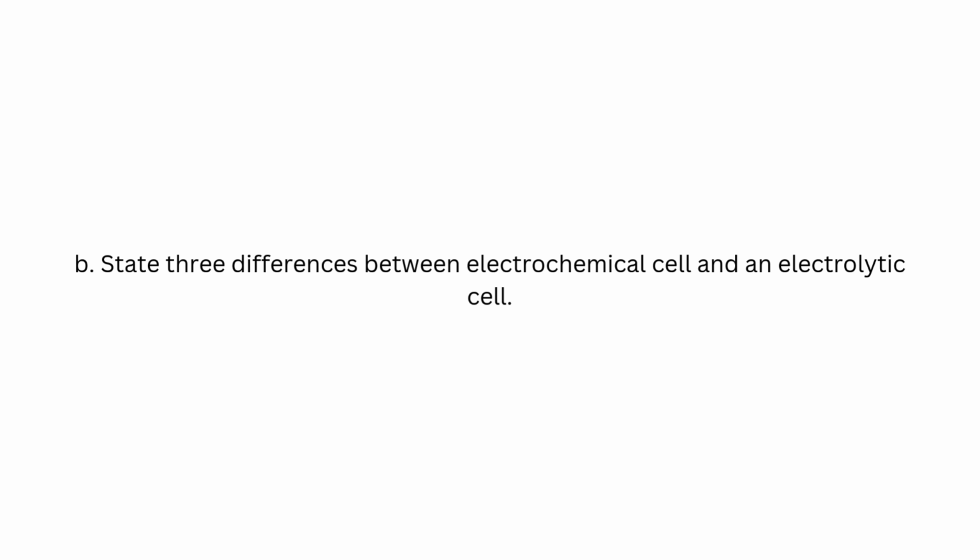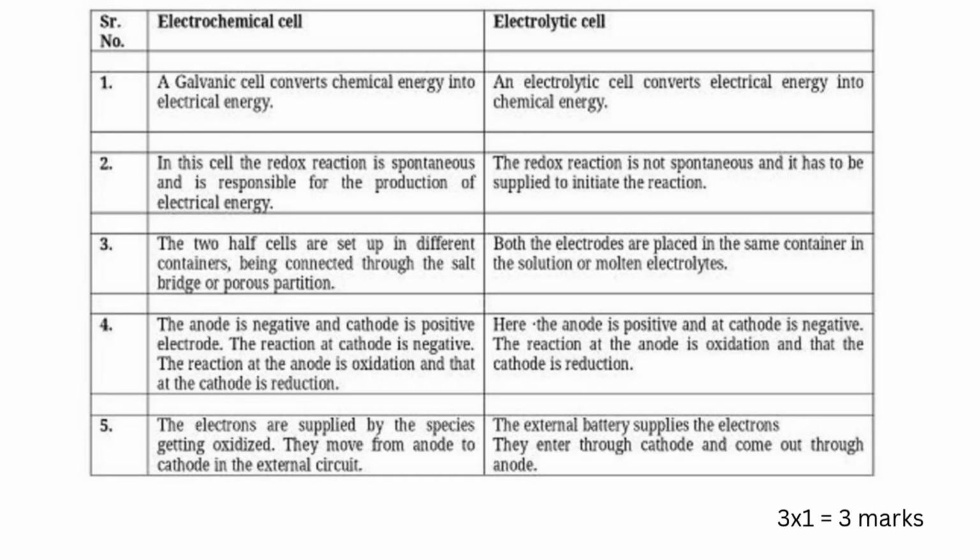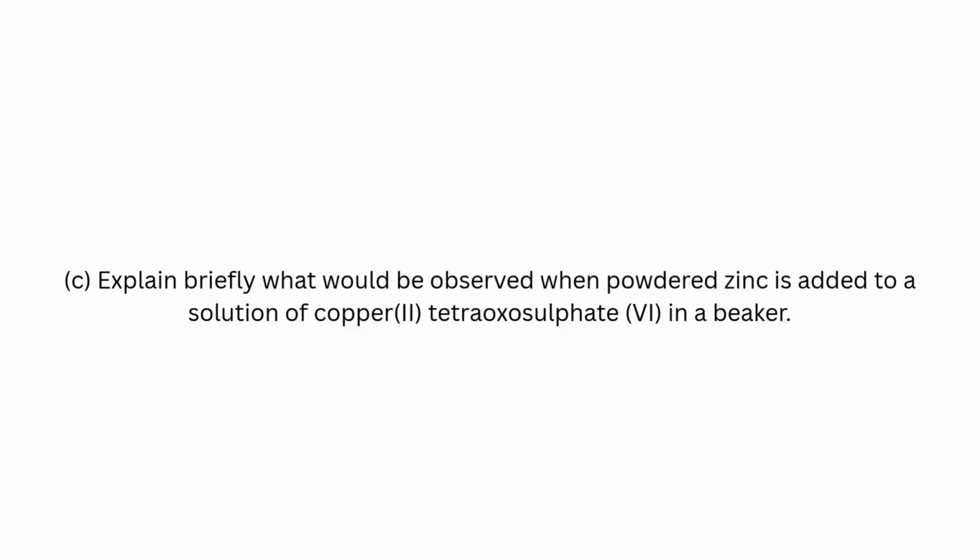That's 3 marks. The C: explain briefly what will be observed when powdered zinc is added to a solution of copper(II) tetraoxosulfate(VI) in a beaker. Now you will see what you're supposed to answer, and each point you give is one mark. Color change from blue, 1 mark, to colorless, 1 mark. A brown deposit is observed, 1 mark. So the total there is 3 marks. If you don't state it like this, you end up losing marks, because they ask you what you see. So you are supposed to state it like this.